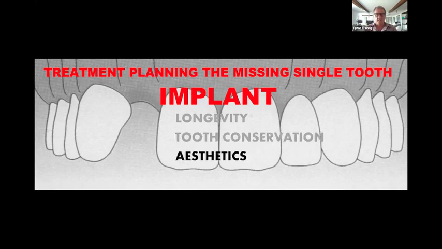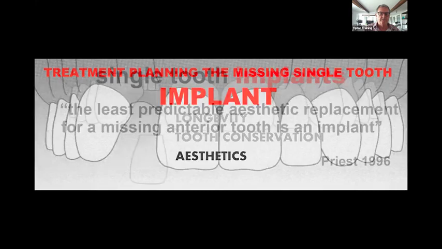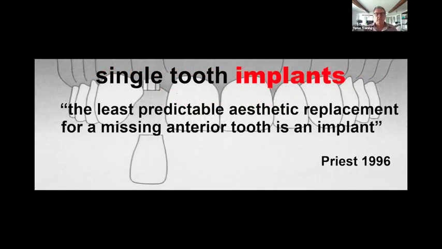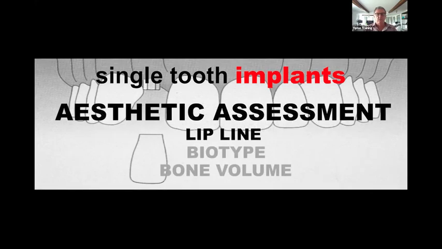Finally, aesthetics of implants. And we mentioned this a little bit earlier on with the aesthetics of implants and how unpredictable they can be, as opposed to the predictability in that first study we looked at by Priest, the predictability of the partial denture. So why are single tooth implants, especially at the front of the mouth where we need the aesthetics, why are they potentially unpredictable? And again, we just hark back to the Priest study. The least predictable aesthetic replacement is the single tooth implant.